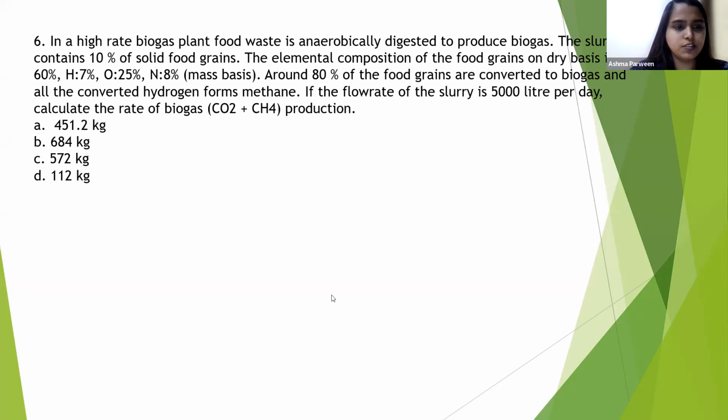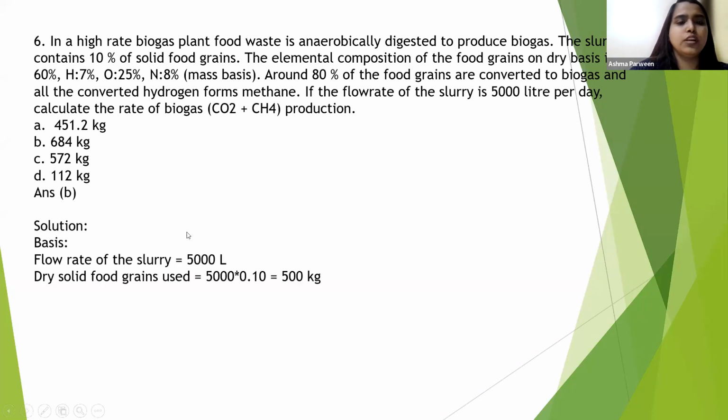So the correct answer is B. We'll see how to solve this question. So we have been given the solid percentage in slurry. First we'll see the flow rate of the slurry is 5,000 liters per day, and 10% of the slurry is solid. So the amount of dry solid food grains used is 5,000 into 0.1, which is 500 kg.